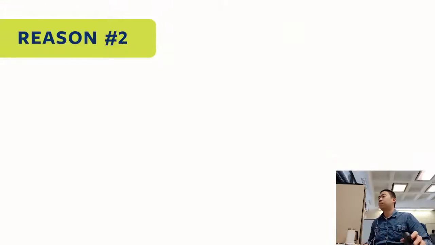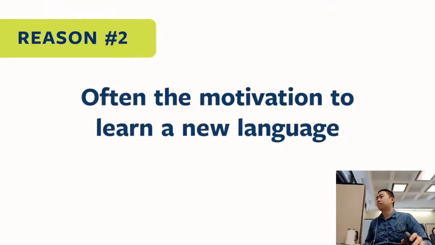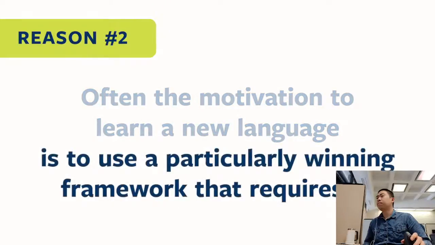Reason number 2. Often, the motivation to learn a new programming language is to use a particularly winning framework that requires it. Ruby had been around for 10 years before Rails made it popular, because not only was Rails a great framework for building software as a service, it also took tasteful advantage of Ruby's unique language features, such as introspection and metaprogramming, to make the framework productive and fun to use. Learning a new language and framework together allows you to understand how and why the framework and language work well together, and how specific features of the language support the goals of the framework.